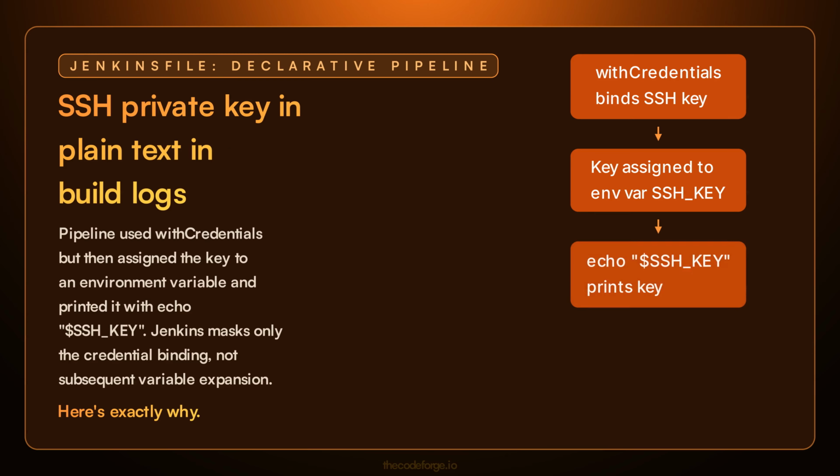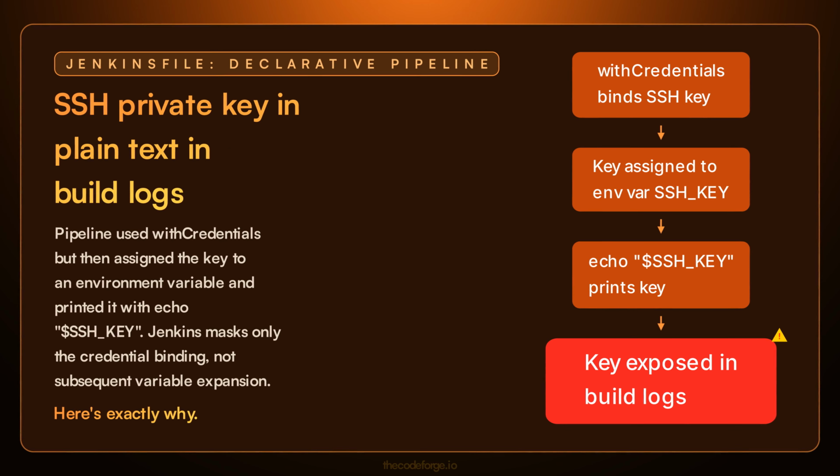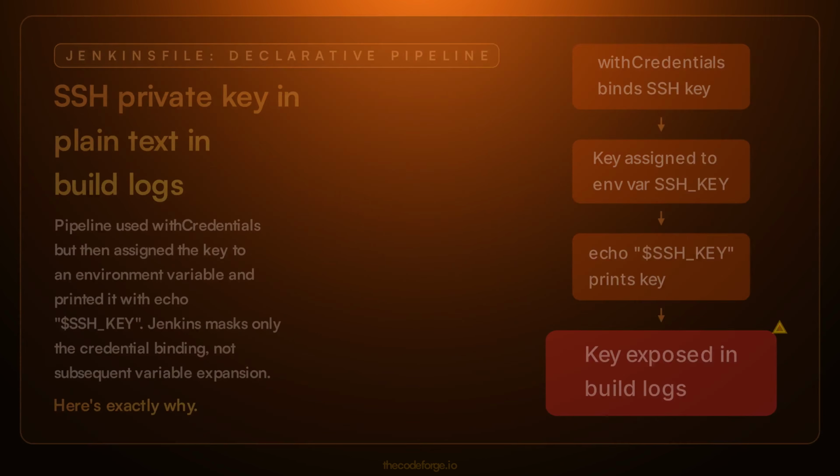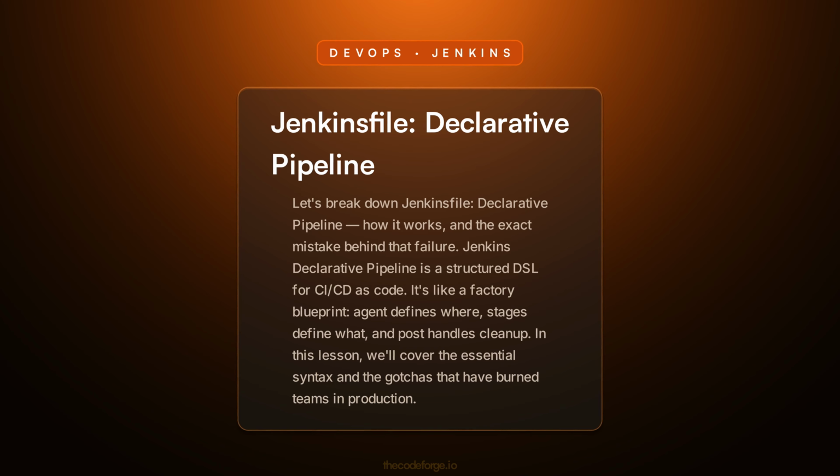Your SSH private key just appeared in plain text in Jenkins logs. The pipeline used withCredentials, but then echoed the variable, bypassing the mask. Let's break down the Jenkinsfile, Declarative Pipeline, how it works, and the exact mistake behind that failure.